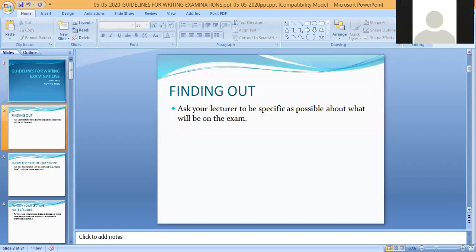So we started with finding out. Before we start learning, you need to find out from your lecturers or your instructor specific areas, as much as possible, about what the examination is going to be on. You have to ask your lecturer. You shouldn't hesitate in asking. Know specific aspects that you need to know and prepare. That's the first point to consider.